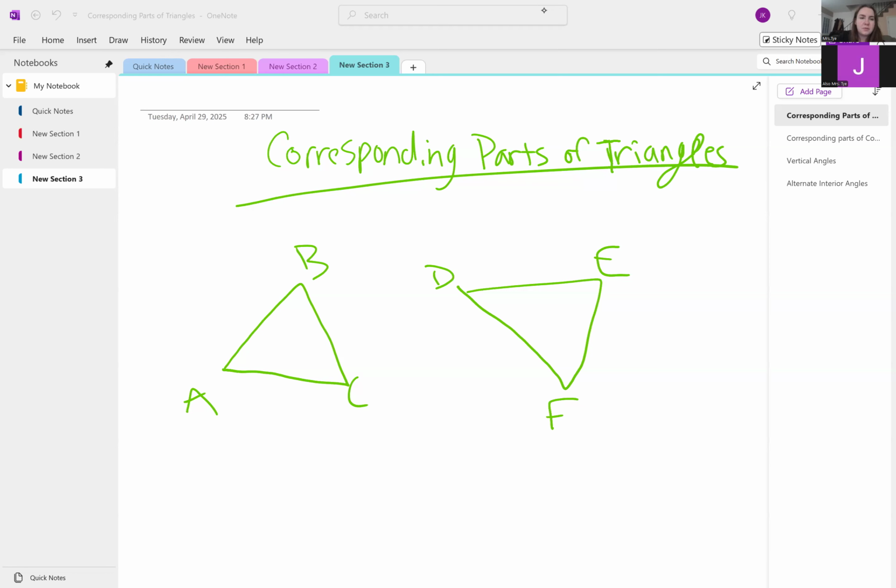Hey guys, there was just one little thing that I wanted to talk about more, either because I didn't specify it enough or I forgot to mention it. But it's just a few little properties. I did want to talk about the corresponding parts of a triangle, and that's referring to the angles that are congruent to each other, as well as the sides.